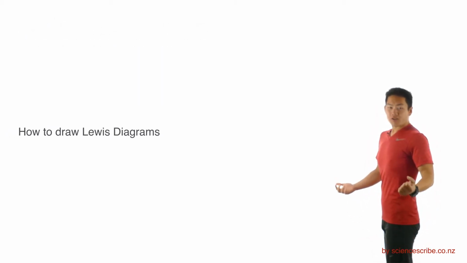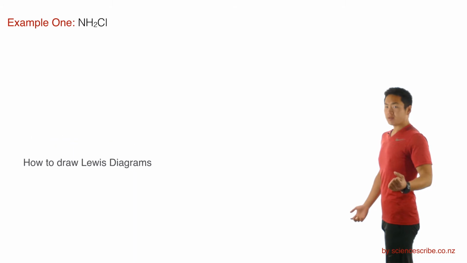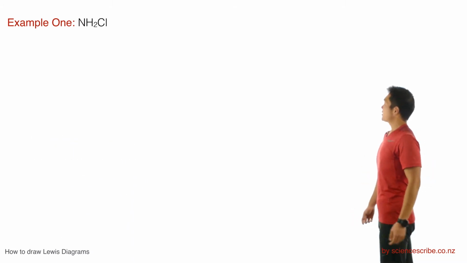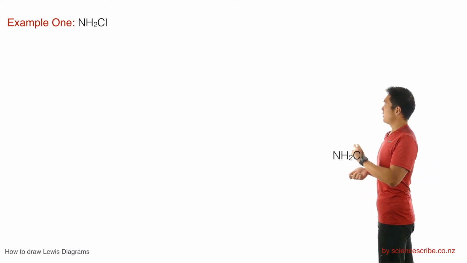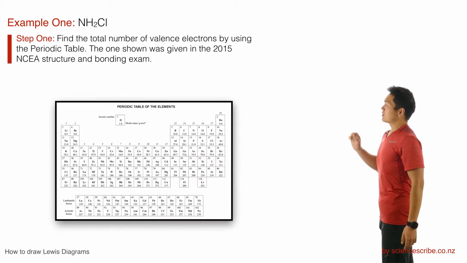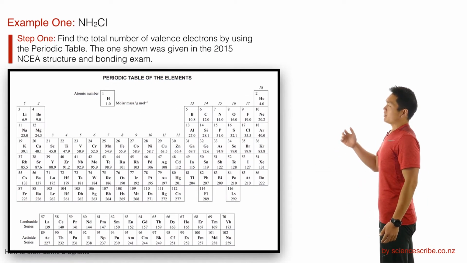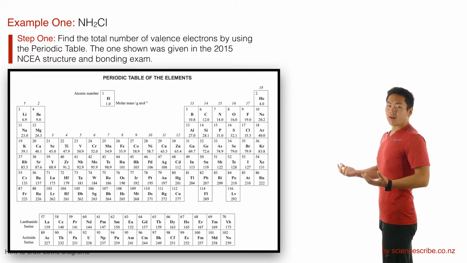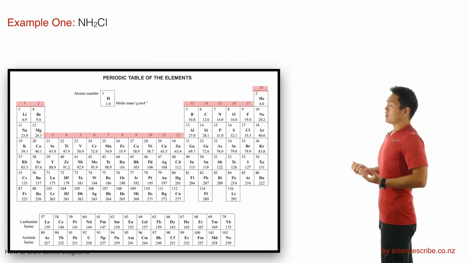I'm going to show you how to draw a Lewis diagram using two examples. Suppose you had to find the Lewis diagram for the molecule NH2Cl. To do that, the first thing I'm going to use is a periodic table, because this periodic table actually shows me the number of valence electrons in each of those atoms. I can do that by looking at the group numbers along the top.